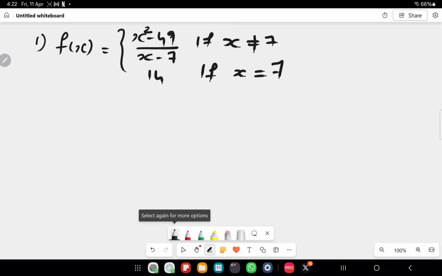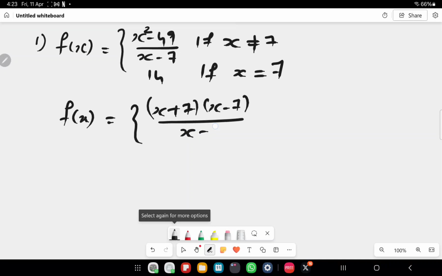If you apply 7, you will get numerator 49 minus 49, denominator 7 minus 7. So it is 0 by 0 form. To get rid of this 0 by 0, we can factorize and simplify. So you can rewrite the question like this: f of x is equal to (x plus 7) into (x minus 7) by x minus 7, by using a plus b into a minus b, a square minus b square.